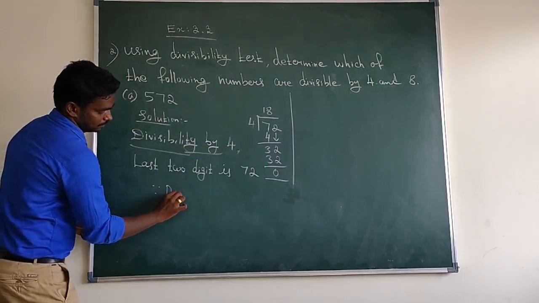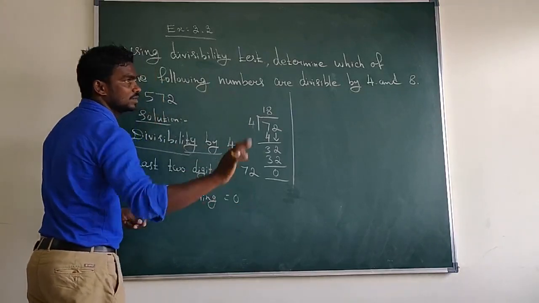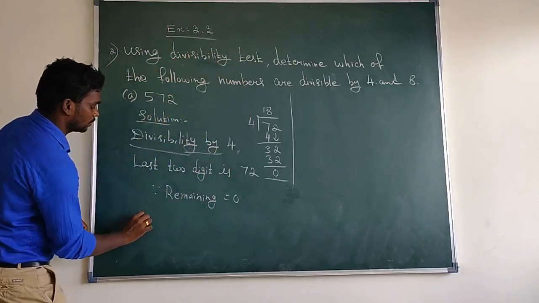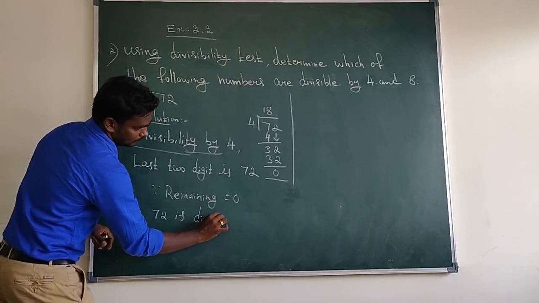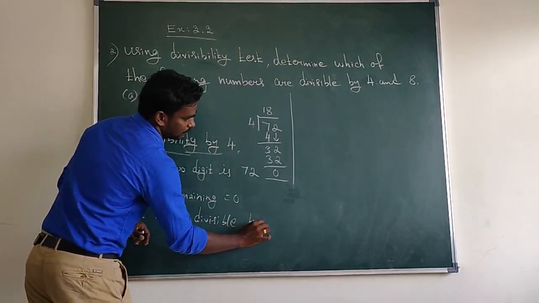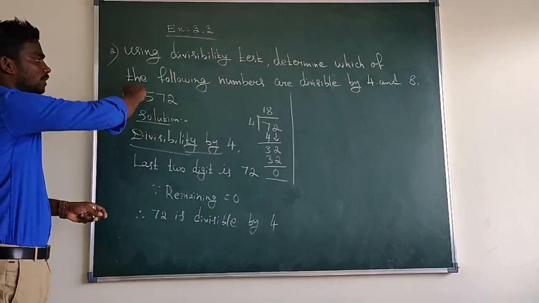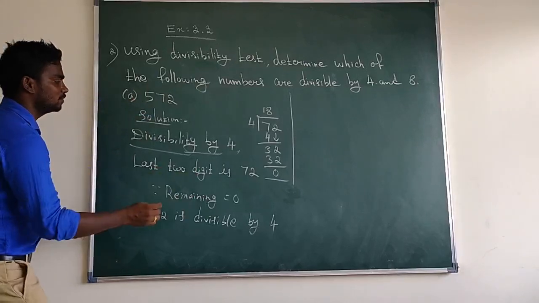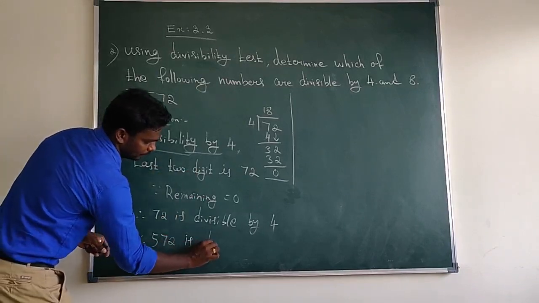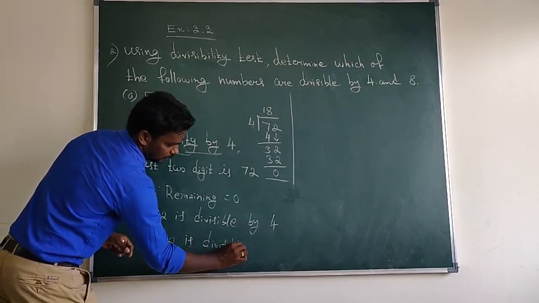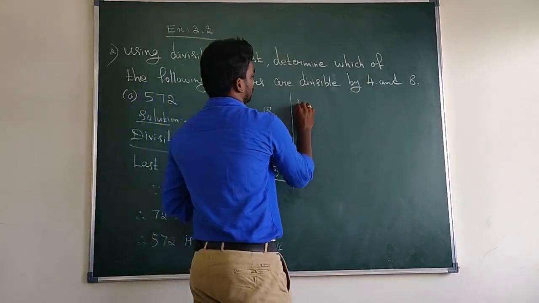Since the remainder is 0, 72 is divisible by 4. Therefore the whole number 572 is also divisible by 4. Next, divisibility by 8.